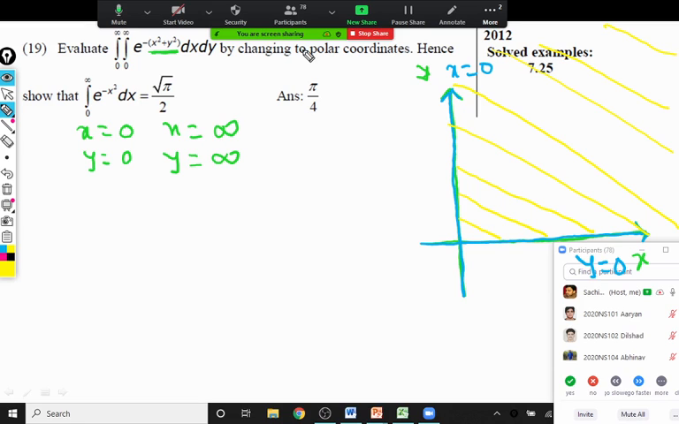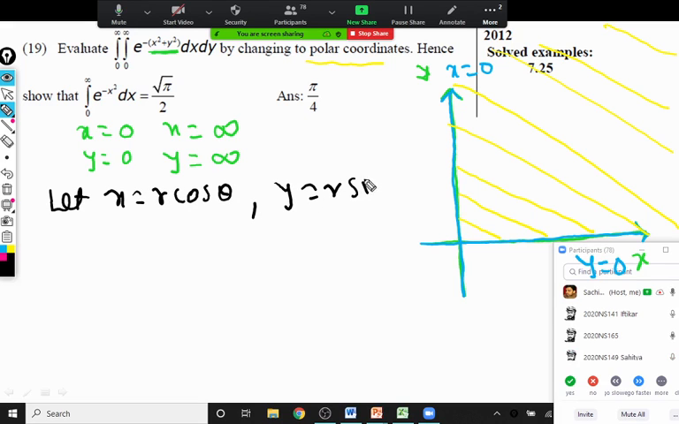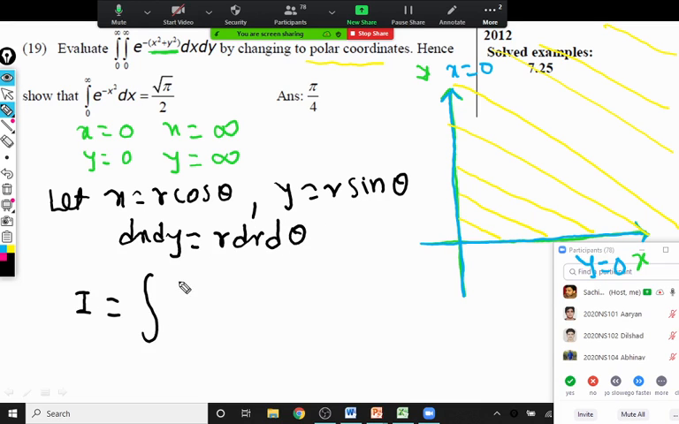The question itself says, change to polar. So we are going to transform the double integral into polar. So what are the transformations? x is r cos theta and y is r sin theta. And what is the value of dx dy? r dr d theta. Correct. So the integral I will become a double integration now.